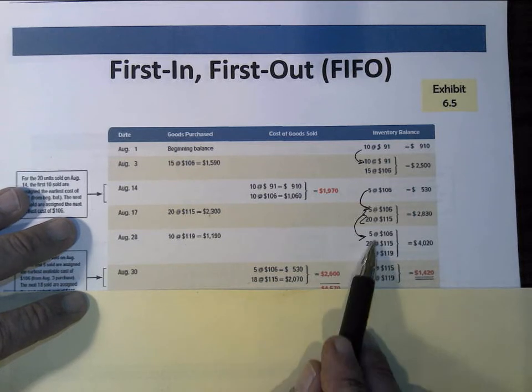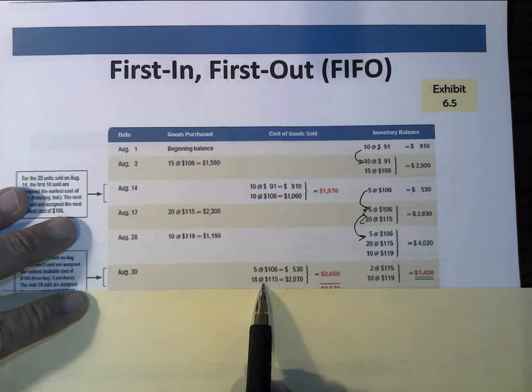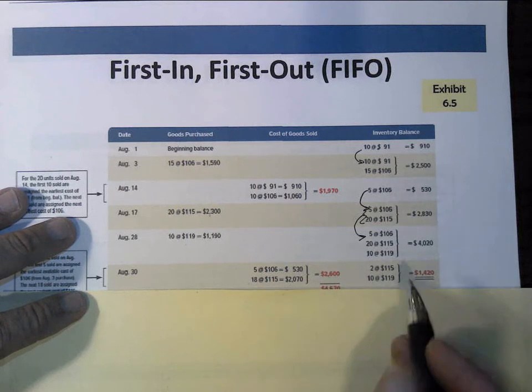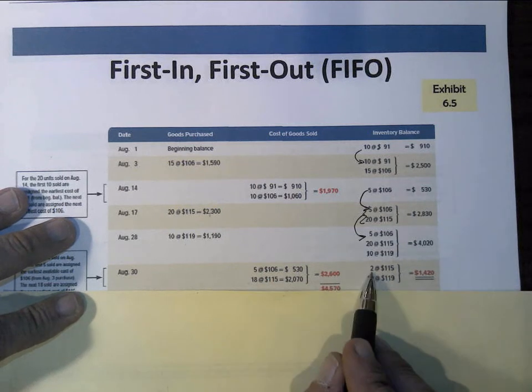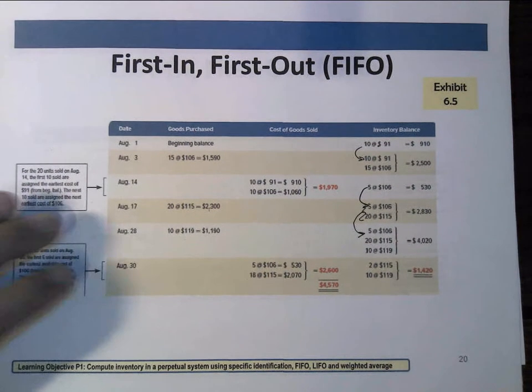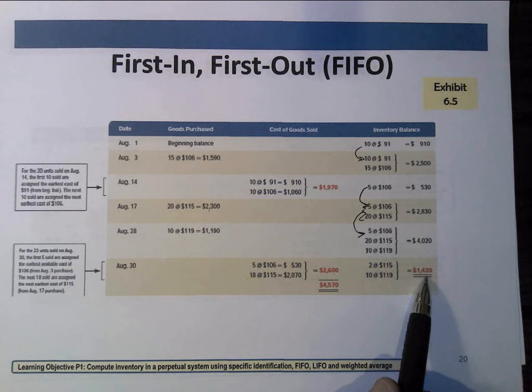Now, I had 5 of those, sold them all, they're gone. Had 20 of the units at $115, sold 18 of them, so I have 2 left, and I still have the 10 at $119. So my ending inventory is 2 units at $115, 10 units at $119. And if I look at the bottom of this thing, we have our cost of goods sold, and we have our ending inventory balance.